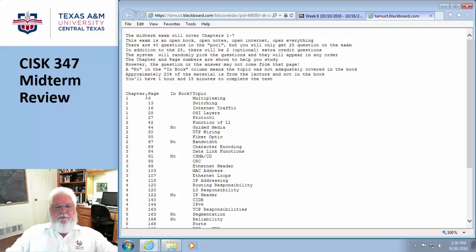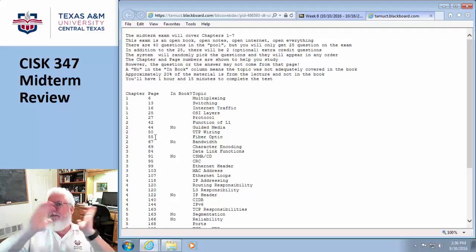Cool. On the list is the chapter and page number where the topic is talked about. That's really just to help you study. I am not saying that the question or the answer is found on that page. So don't say, okay, fiber optic is on page 55, let me go there and find the answer. Well, no, that's not what I'm talking about. I'm talking about where the topic is discussed in the book. The answer might be on some other page. Got it? Okay, good.